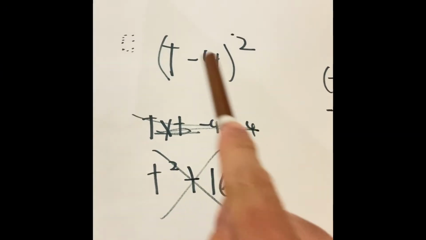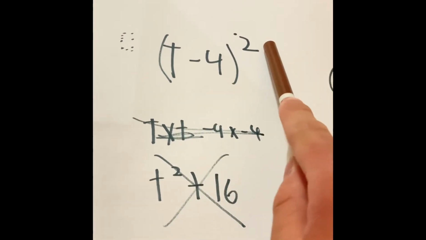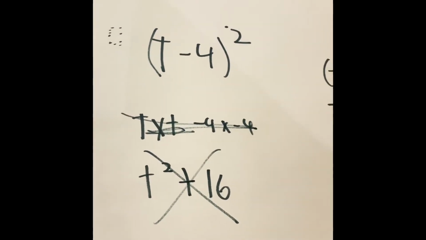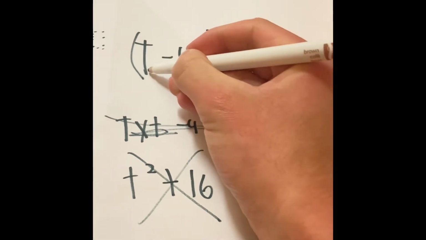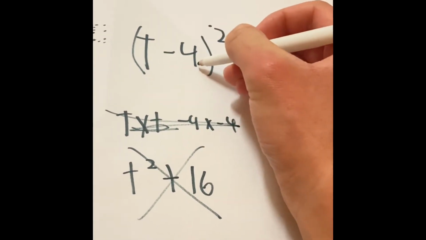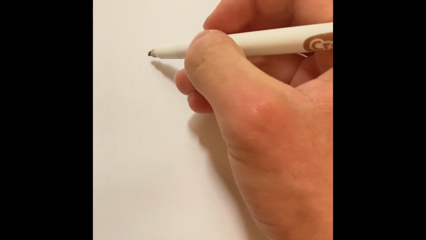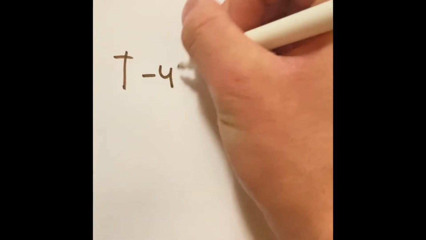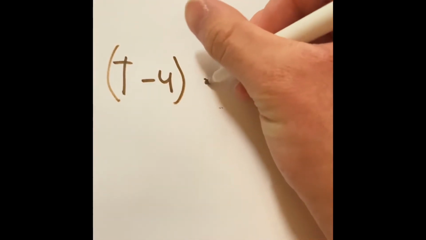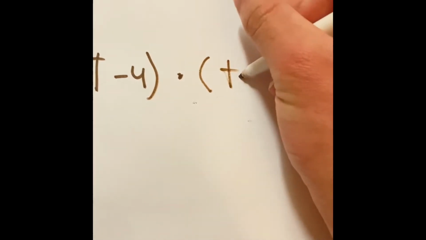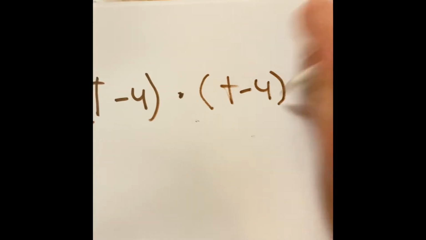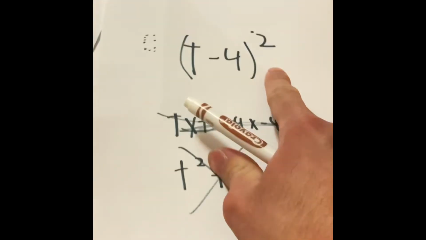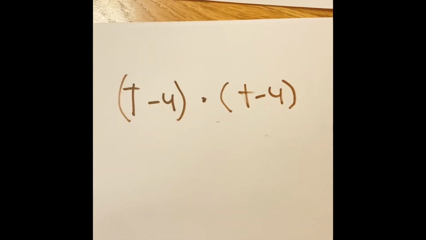So, when you have (t - 4) in parentheses squared, that square is telling us that you have to multiply (t - 4) two times by itself. So we're going to put it in its expanded form and do (t - 4) in parentheses, multiplied by (t - 4) again in parentheses, because we have to multiply them two times. Now we get to solve it.